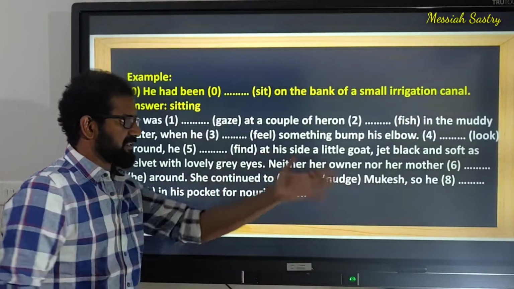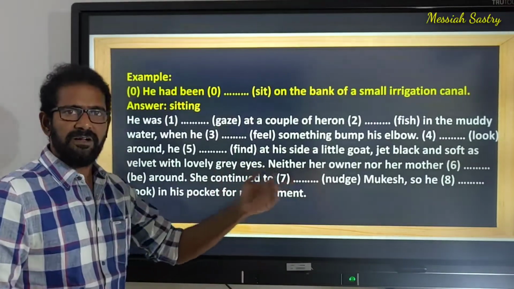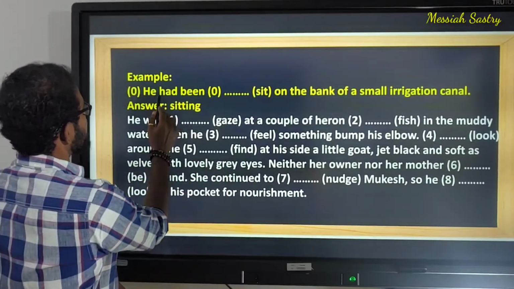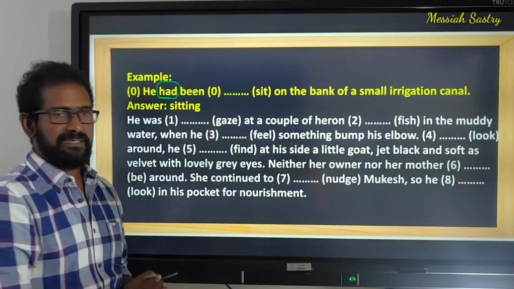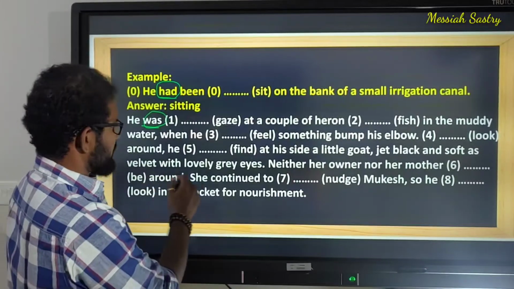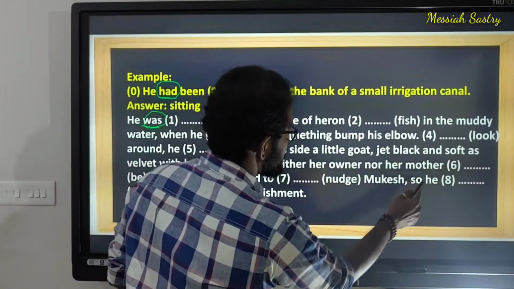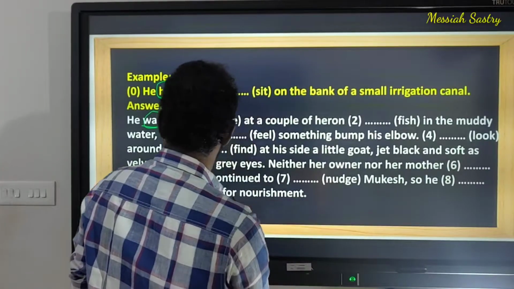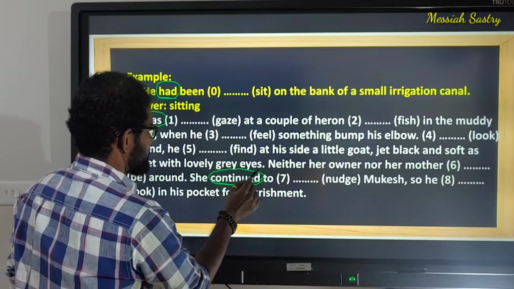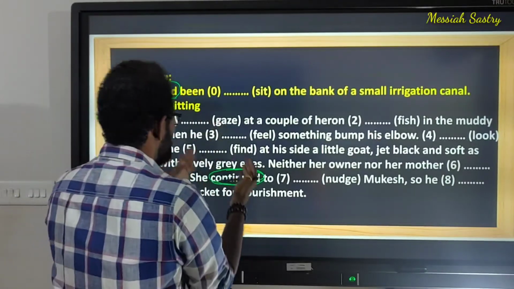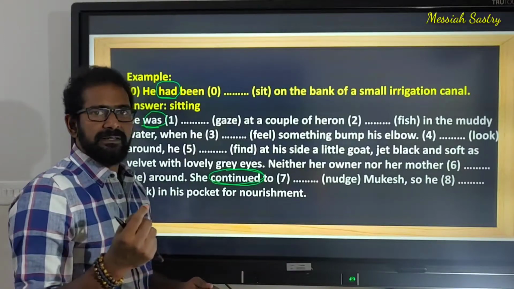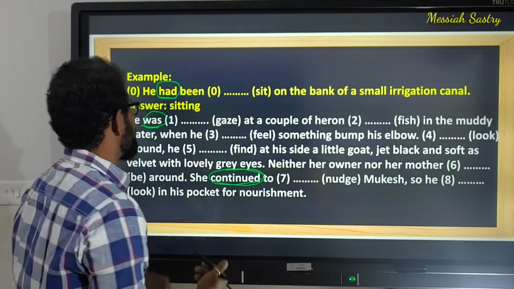Now let us decide whether the paragraph has to be filled with the present or past. See here, had indicates past, was indicates past, and there are no other present words. So these words tell us the paragraph has to be filled with past tense. So let us start doing it.